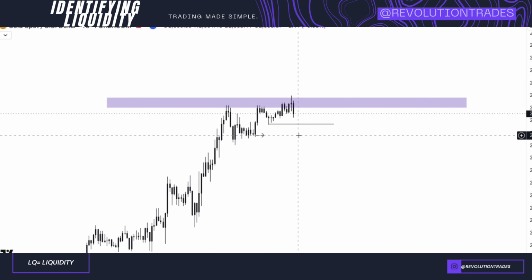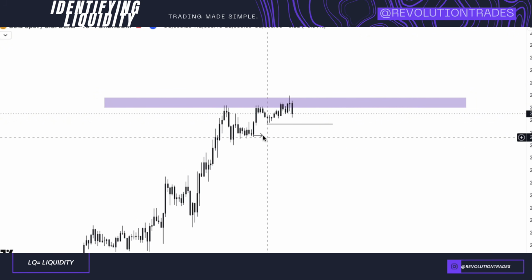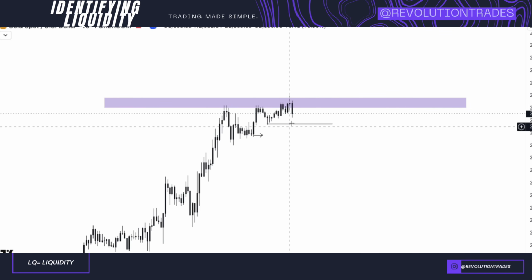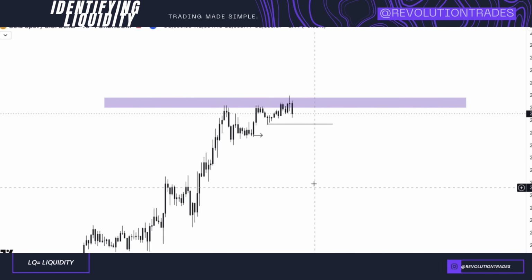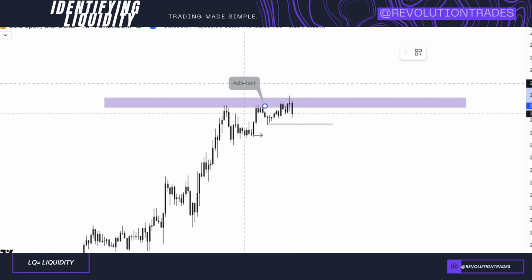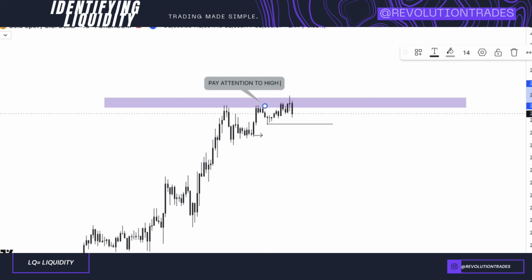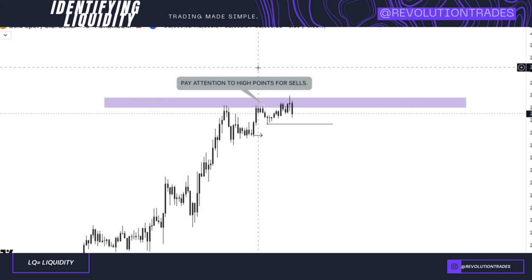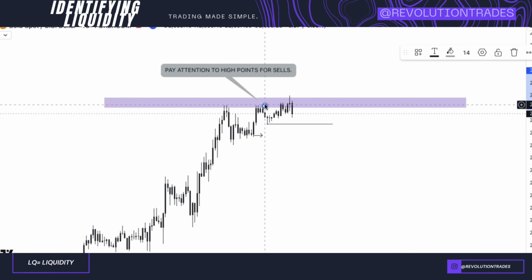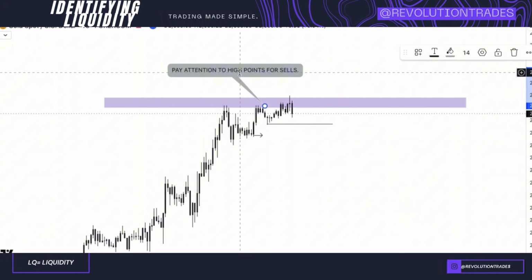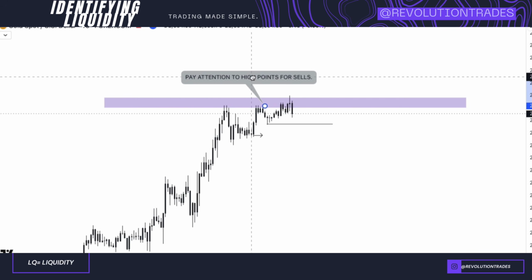That being said, if we are failing to break a low point, what did I tell you guys? Price may not have enough strength to push down yet, and what is price going to do? It may take out a previous high, okay? So this is why you want to pay attention to high points. Pay attention to high points for sells, okay? Period. Sorry, guys. Okay, pay attention to high points for sells, okay?